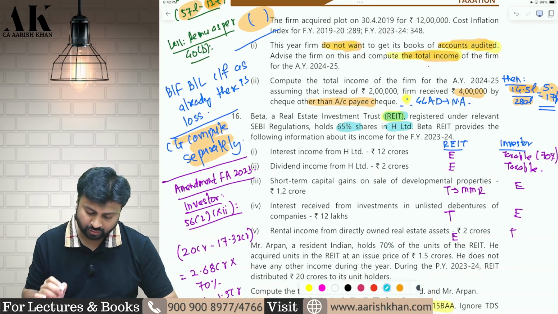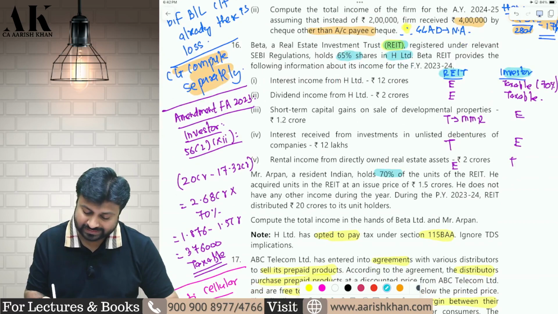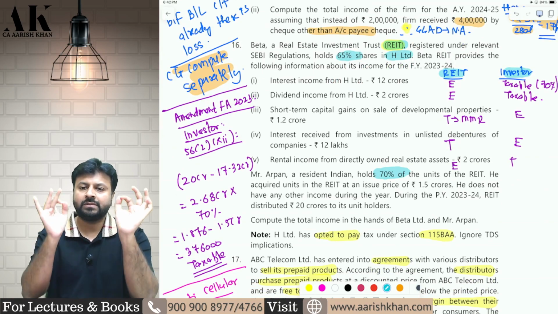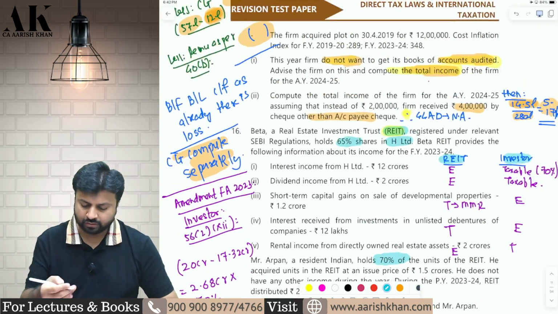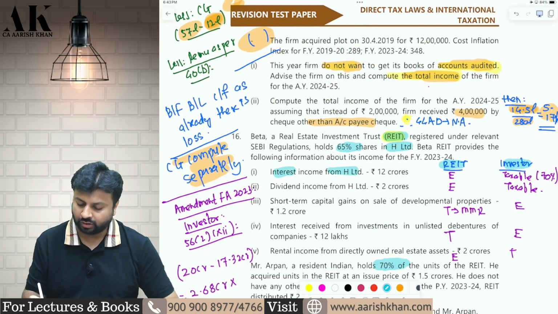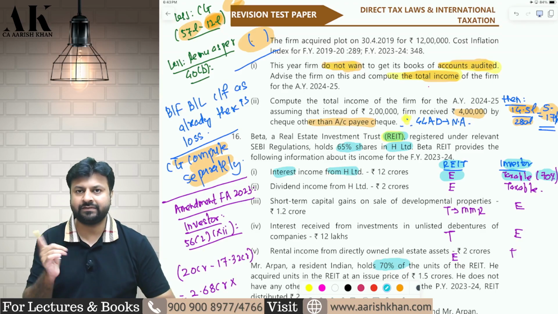Now we need to talk about the taxability in the hands of REIT and also in the hands of an investor who holds 70% of the units of the REIT. So 70% of the units of the REIT are held by the investor. So we need to talk about all the incomes one by one. Interest income from SPV. On this, REIT will not pay tax. It is exempt in the hands of REIT, but investor will pay tax on the 70% portion.